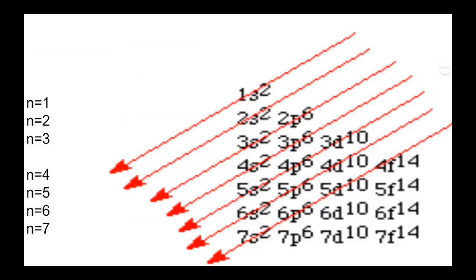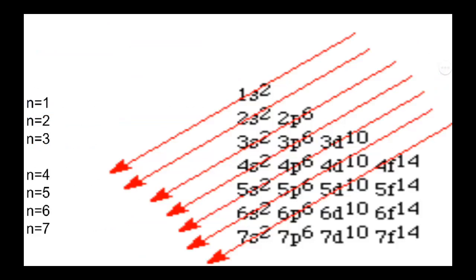I only have 4 subshells that are s, p, d, f. n equals 5: 5s2, 5p6, 5d10, 5f14. n equals 6: 6s2, 6p6, 6d10, 6f14. n equals 7: 7s2, 7p6, 7d10, 7f14. So as we can see, as the number of shells increases to more than 4, the number of subshells does not increase. I only have s, p, d, f.